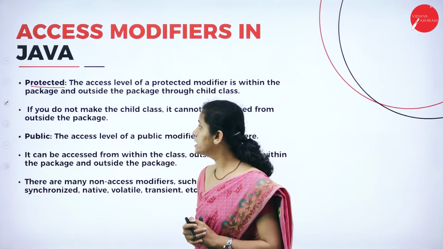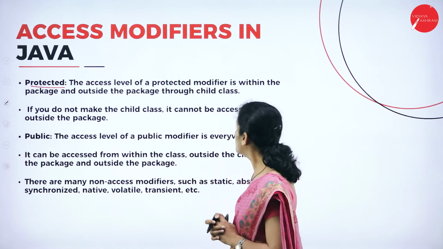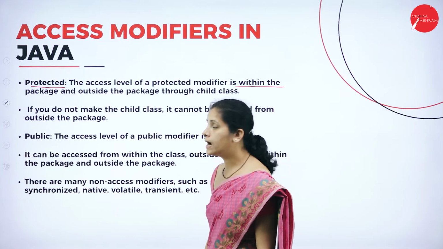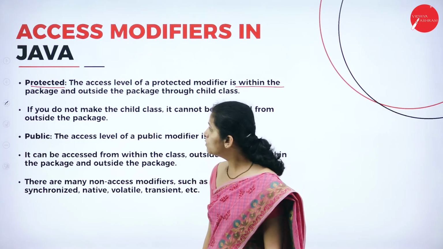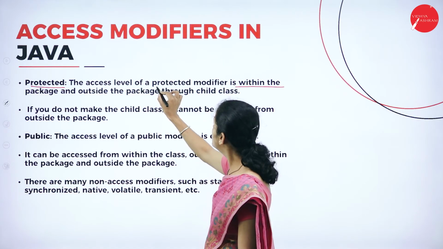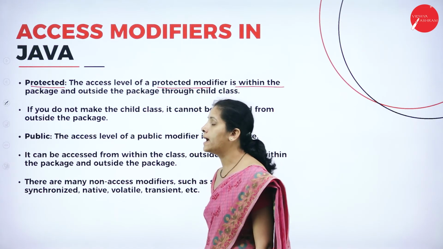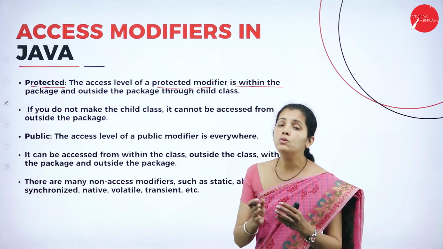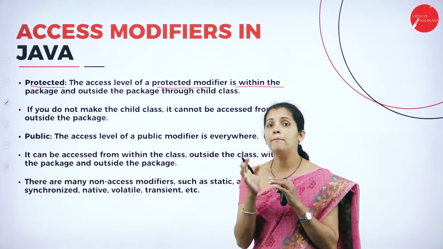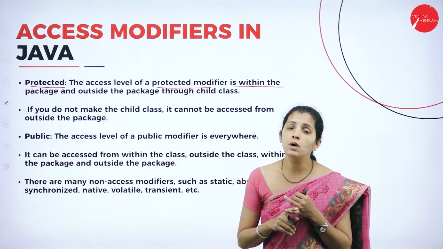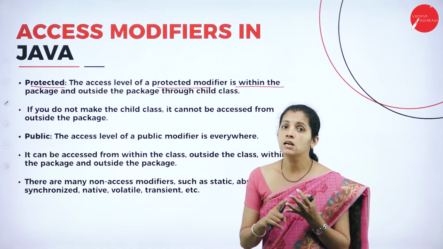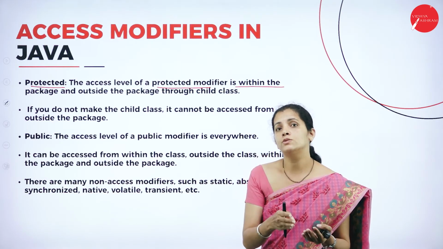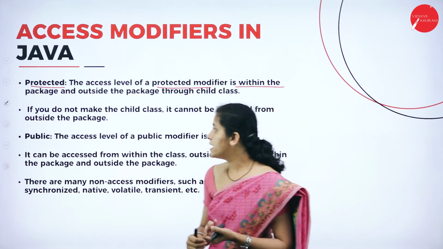Now, what is protected? The access level of a protected modifier is within the package and outside the package. For example, if I use the protected keyword in my package, then I can access all the methods, constructors, classes as well as fields within that package as well as outside of the package.